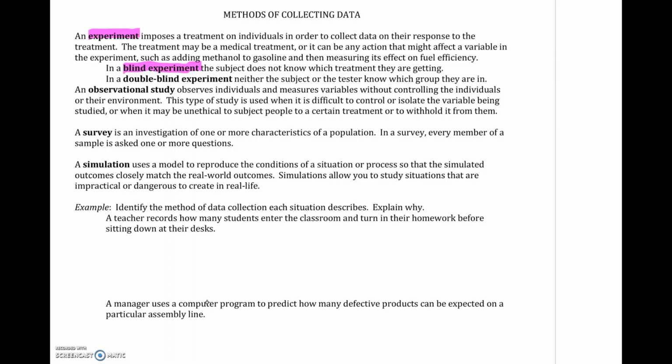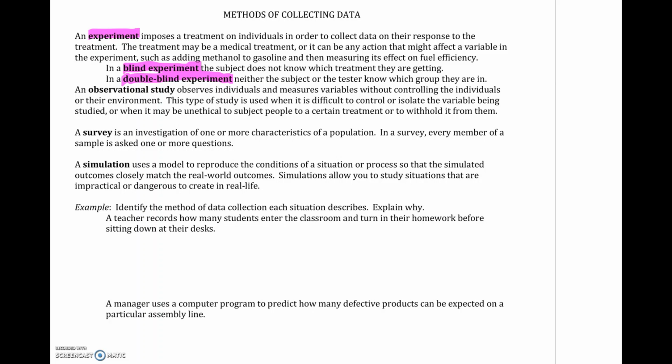And there's also what we call a double-blind experiment, where neither the subject nor the tester knows which group they're in. So someone else does that for you. These are two subcategories of experiments, because you don't necessarily have to do a blind or double-blind experiment. But why do we do these? Because it can help give us more control over any kind of bias, or more control over the results in that sense.